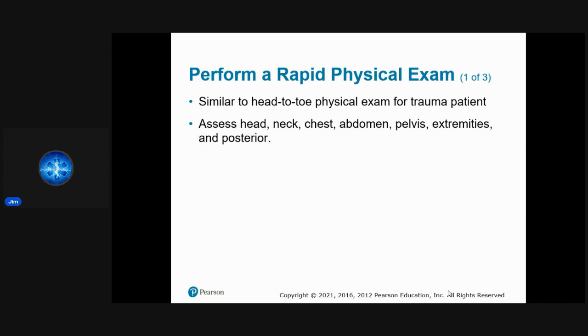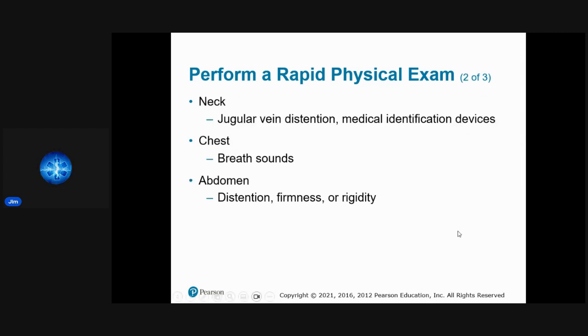Performing a rapid physical exam. Similar to a head-to-toe exam for trauma patients, we're assessing their head, neck, chest, abdomen, pelvis, extremities, and the posterior. What we're looking for in the neck is JVD, or jugular vein distension. We talked about in earlier chapters that the jugular veins are normally flat. They may be distended now. That's a sign of cardiac issues. We're looking for medical identification bracelets around the neck if they're wearing a necklace.